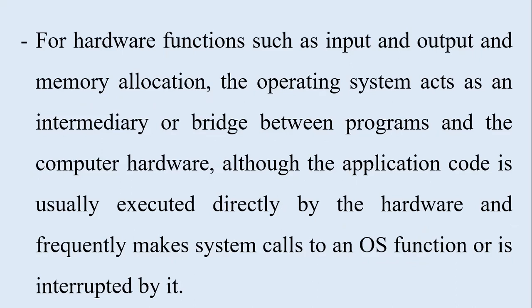For hardware functions such as input and output and memory allocation, the operating system acts as an intermediary or a bridge between the programs and the computer hardware. Although the application code is usually executed directly by the hardware and frequently makes system calls to an operating system function or is interrupted by it. This simply means that the operating system receives instructions from the user through a certain application program, and then it is able to interpret those instructions received from the application programs into a form that can be understood by the hardware. And therefore, the operating system acts as an intermediary between the application program that the user is using and the hardware.